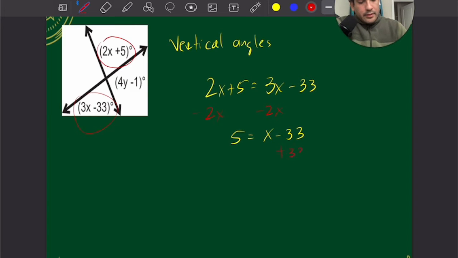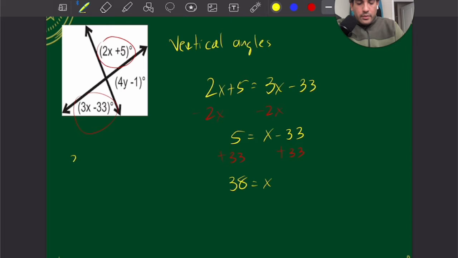Let's add the 33 to the other side, and I'm going to get 38 is equal to x. Perfect. All right, so we found the value of x. Let's go ahead and plug it into the expressions that we have there so that we can find these angles. I'm just going to plug it into the one on the bottom.